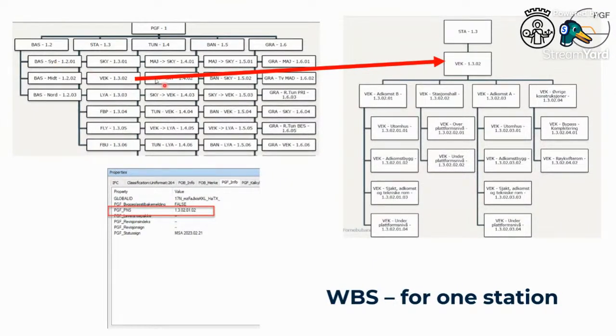And as you see here, each rectangle of the left diagram represents one big object. In this case, for example, we have a station. We have 6 stations, 1, 2, 3, 4, 5, 6. This is one station, Vekero station, which I'm responsible for. And this station is divided into smaller pieces, like entrance B, station platform, entrance A, other constructions. And each of those elements is divided into smaller pieces as well.